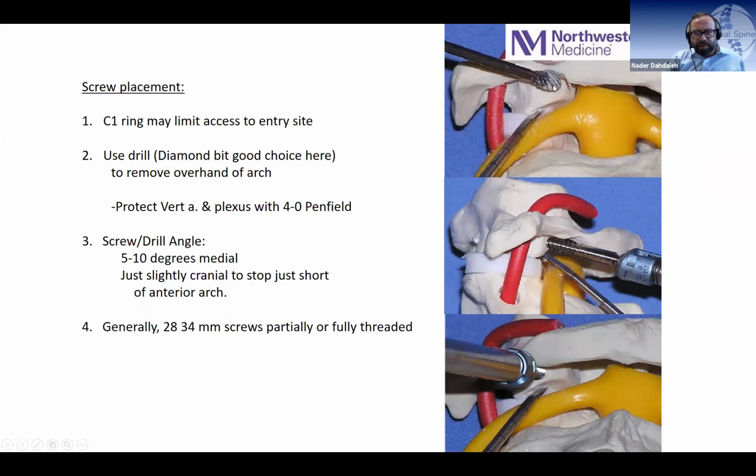Then you angle about 10 degrees medially, and if you want to use a lateral X-ray, you aim towards the tubercle, but don't go there. You've got to put the screw short of the tubercle. Usually these are lax screws or fully threaded screws up to 34 millimeters in length.